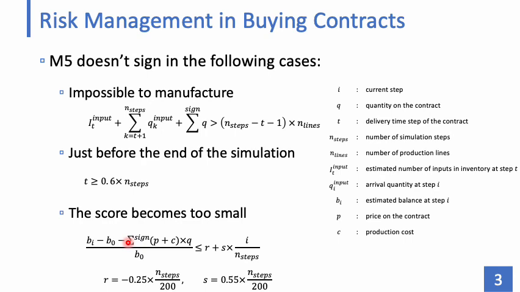Third, this is the most important strategy. This shows the prediction of the score of the simulation. B0 is an initial balance, and Bi is an estimated balance at current step. Bi contains all future incomes and outgoings. And this is the payments when the contract is executed. And this is a linear function depending on the time step. M5 score is guaranteed to be at least R.